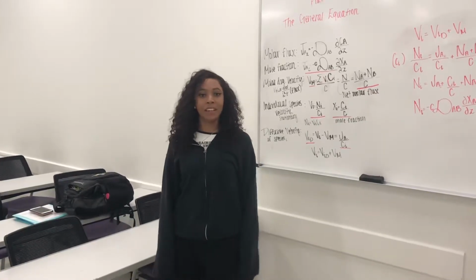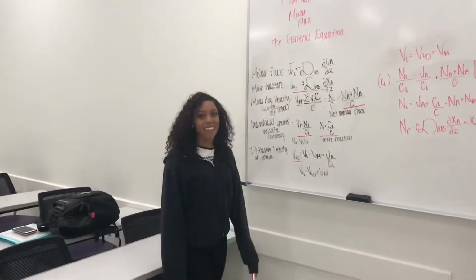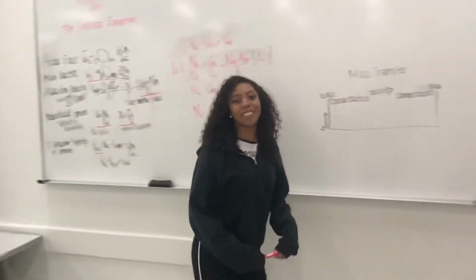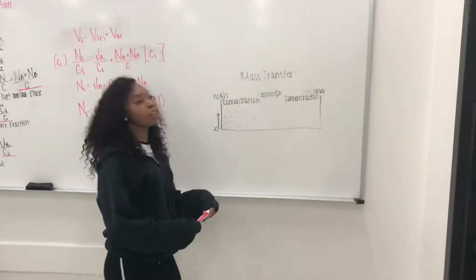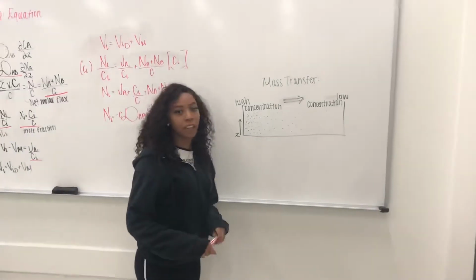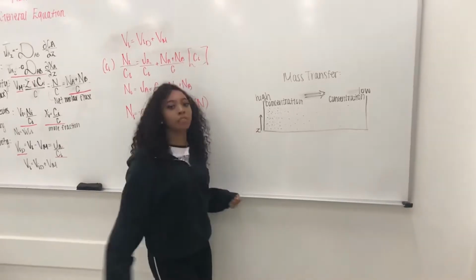Hi, my name is Tycion Anderson, and today I'll be teaching y'all how to do the derivation of the molar flux general equation. So the first thing that you need to know is that mass transfer goes from high concentration to low concentration. That's why you'll have a negative C, and the direction is Z, which is going up.